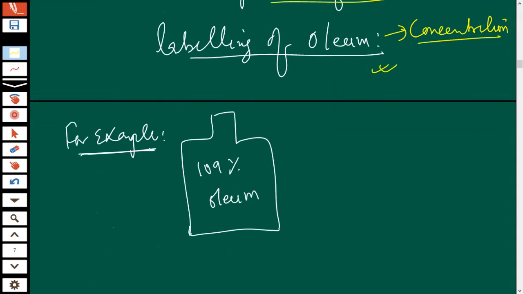See, what do you mean by 109% oleum? Children, very interesting part. Those who can understand, it will be a very interesting point. When it is written like this, 109% oleum, or 101%, 102%, 103%, like this, what you have to do?